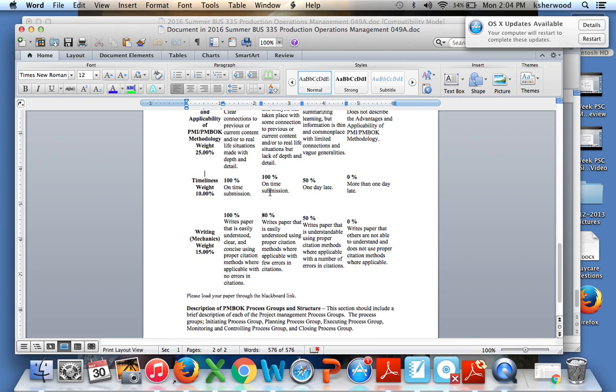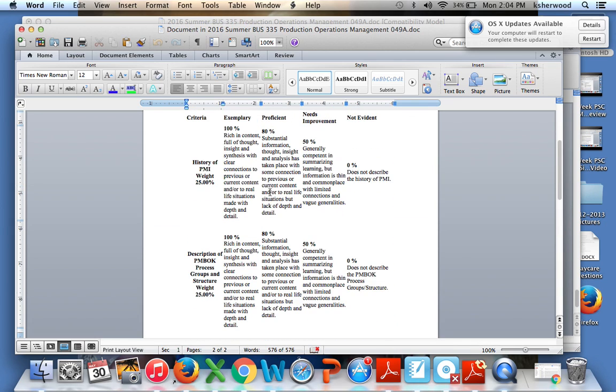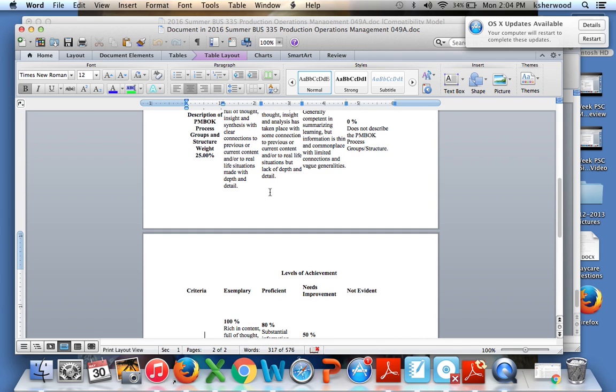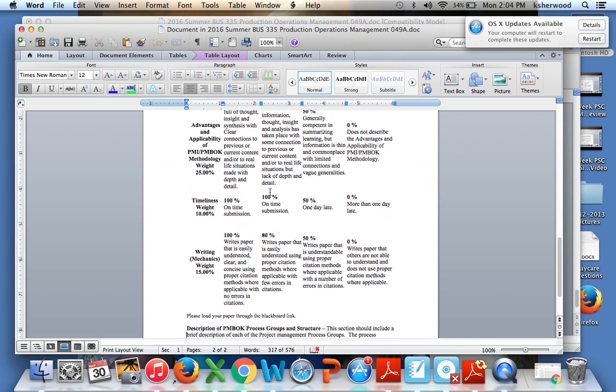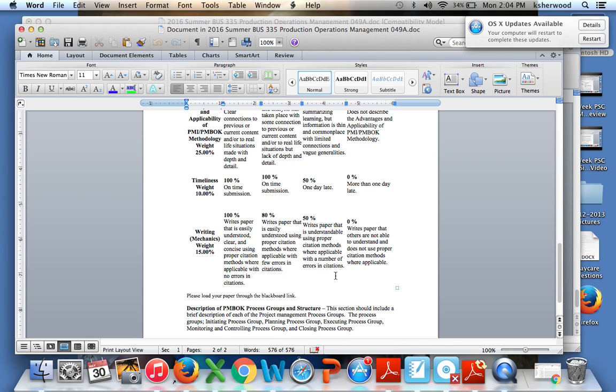So to recap, run right through again. History of PMI. There should be a couple paragraphs on who formed it, and a big picture of what the organization's about and what they seek to do. Description of the PMBOK process groups and structure. Would be a paragraph on each of the process groups here.